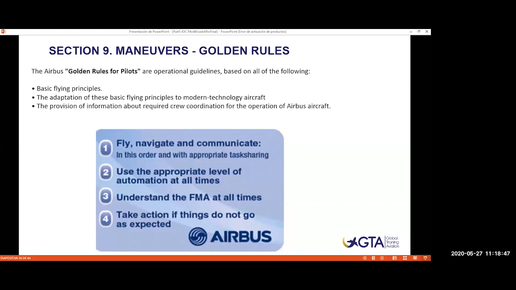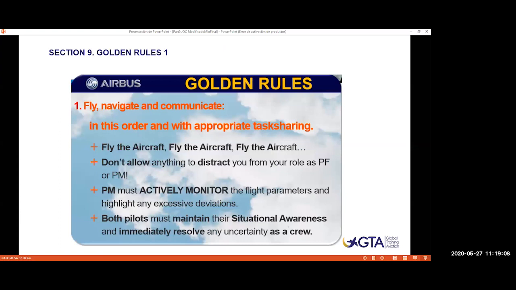The first one is fly, navigate, communicate. The second one is use the appropriate level of automation. The third one is understand your FMA, and the fourth one is take action if the aircraft is not doing what you expected. We are going through them one by one because these are very important.